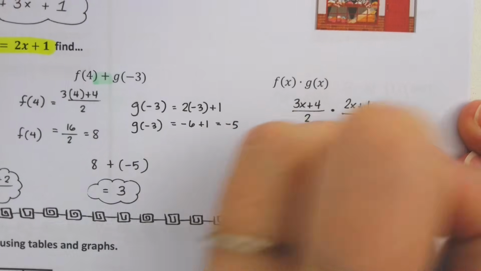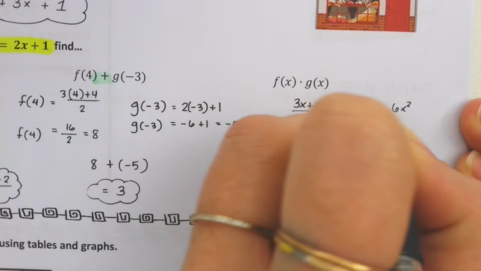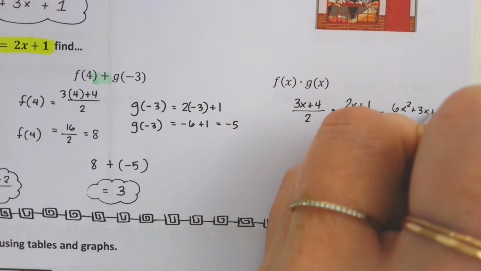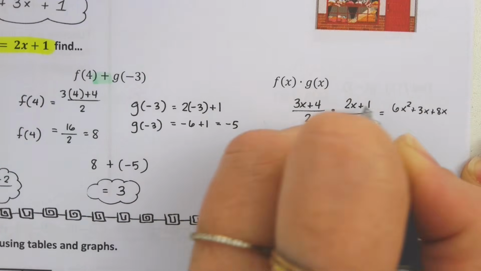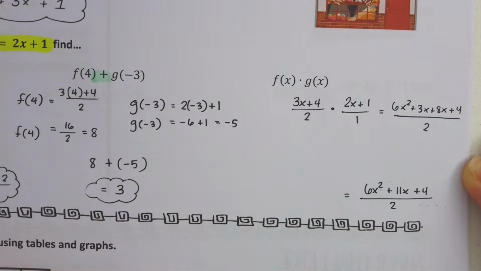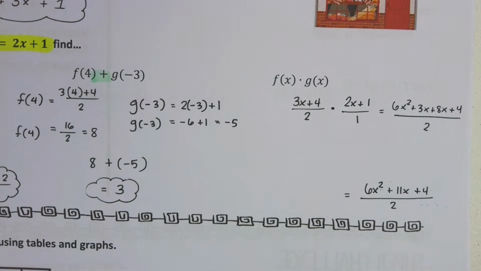Remember, to FOIL, you're going to have to do first term times first term. That's 6x squared. Outer term times outer term, that's 3x. Inner terms, that would be 8x. Last term times last term would be 4. And then bottom times bottom would just be 2. And then you would end up combining those 2 middle terms to get that 11. Refresher of FOIL. Everybody refreshed on it now?